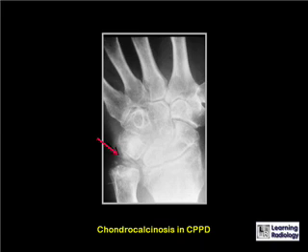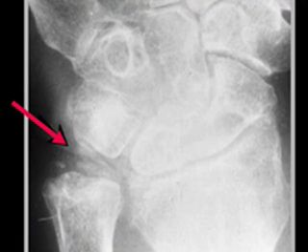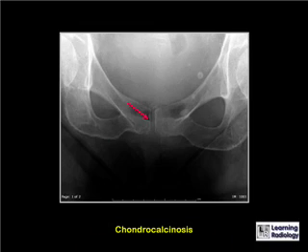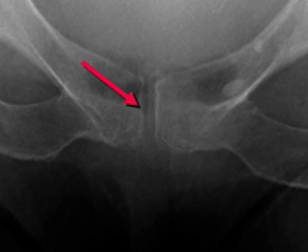This is a patient with calcification in the triangular fibrocartilage at the distal end of the ulna. This patient had calcium pyrophosphate deposition disease. And this is an example of calcification of the symphysis pubis. This is a commonly seen area for chondrocalcinosis and may not necessarily be associated with other diseases.